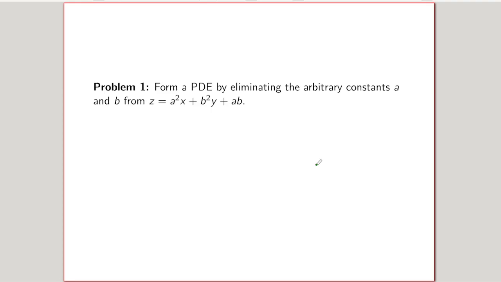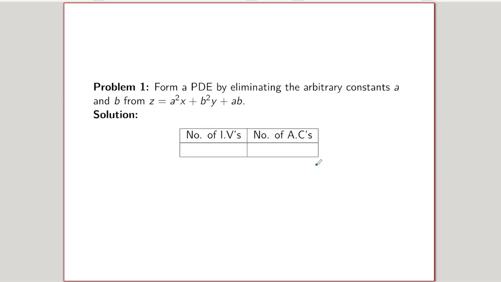So let us start with some problems. First one, form a PDE by eliminating the arbitrary constants a and b from the equation z equal to a square x plus b square y plus ab. While we are starting with the solution, we have to determine the number of independent variables, which is clearly 2 here, x and y, and number of arbitrary constants are also 2. They are nothing but a and b. Since the number of independent variables is equal to the number of arbitrary constants, we'll be getting a unique first order PDE.